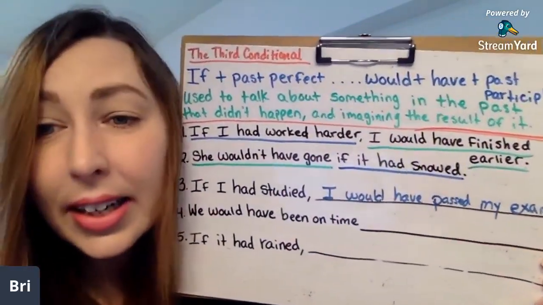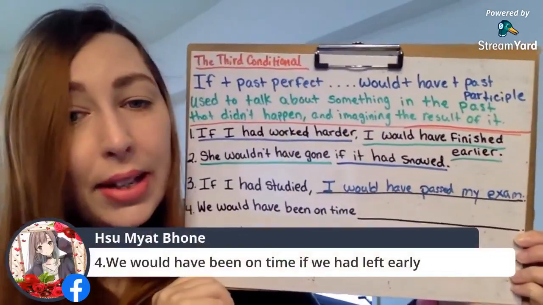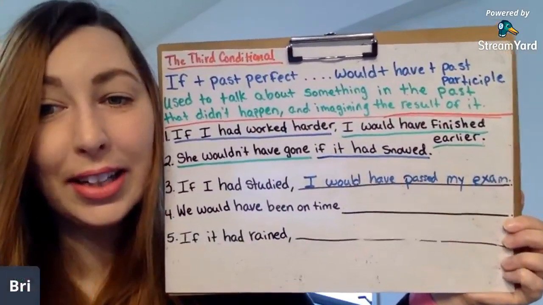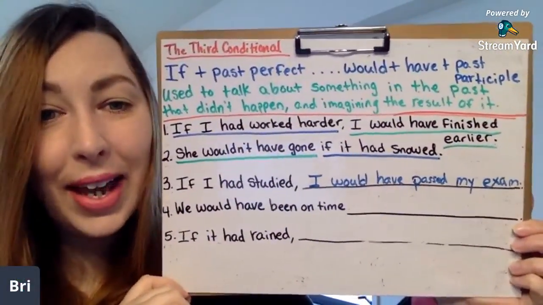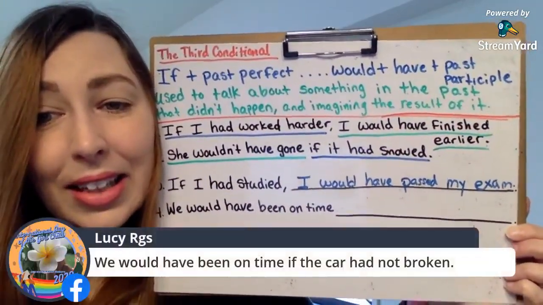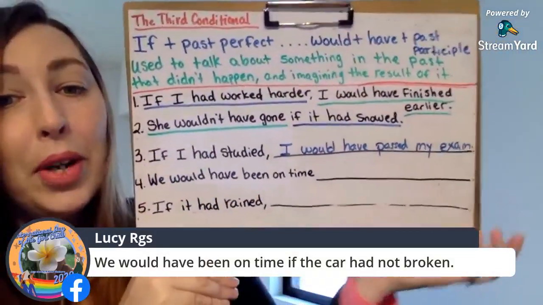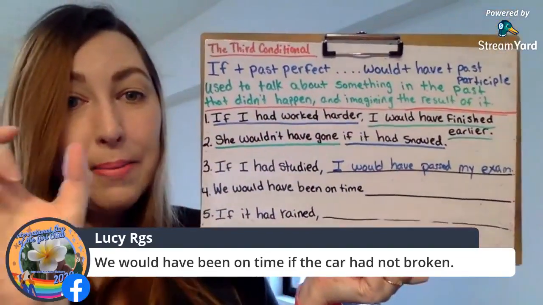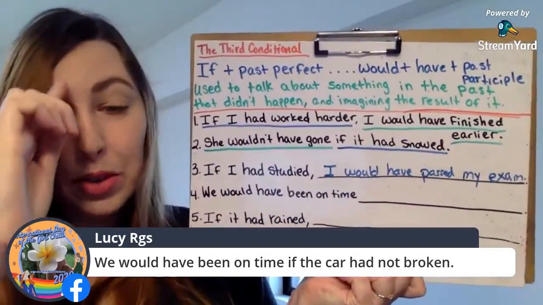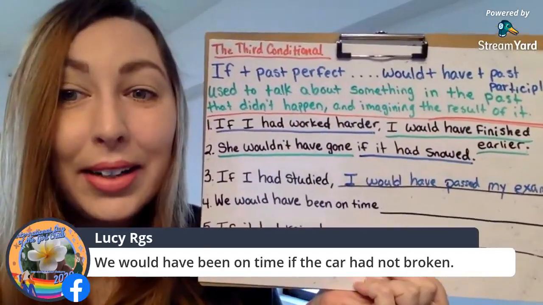Oh, let's see. I see some good answers. We would have been on time if we had left early. Very good. If we had left early. We would have been on time if the car had not broken. For this sentence, I would say if the car had not broken down. So usually we say a car breaks down. That is a good one.